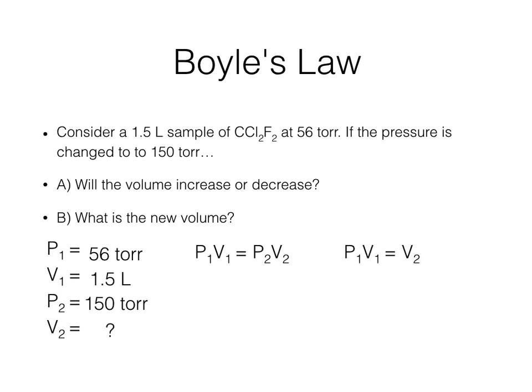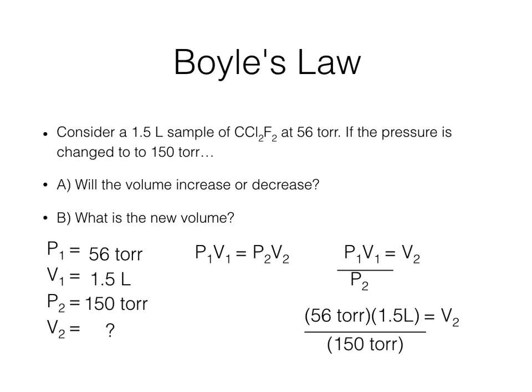So divide both sides by P2. P2 cancels out on the right. Volume 2 equals pressure 1 times volume 1 over pressure 2. So that's starting pressure, 56 torr, times 1.5 liter, starting volume, divided by final pressure, 150 torr, 0.56 liters is our final volume. You can pause the slide, pause the show right here if you need to. Then we're going to try another one.